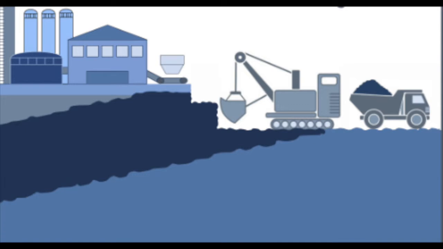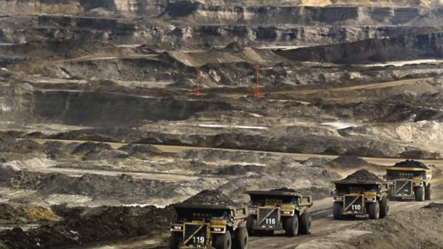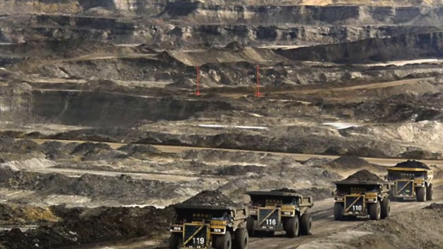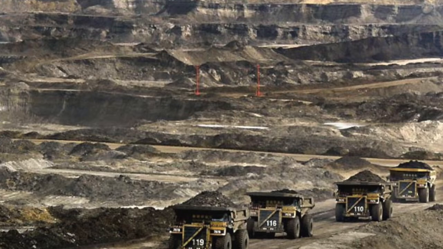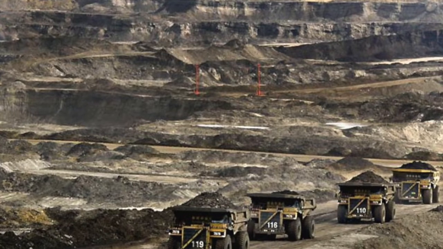The first step of the oil refining process is extracting the bitumen from the oil sands deposit. If the oil deposit is near the surface, it is mined using large trucks and shovels to extract the oil sands. The reclamation process begins as soon as the mining process is completed.